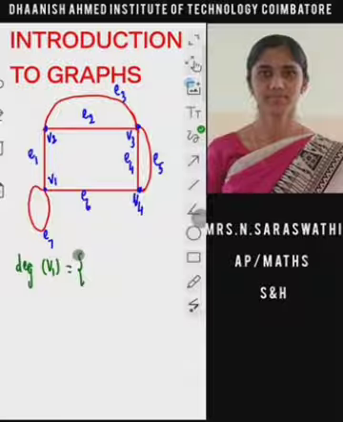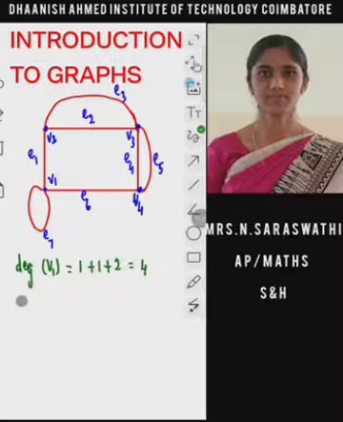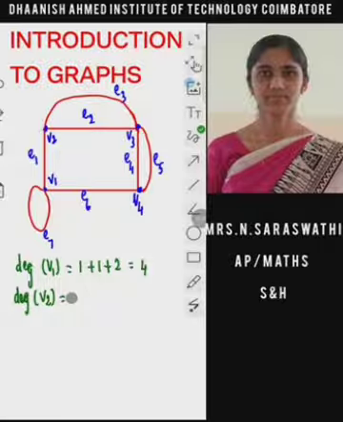Here the edges E1, E6 and E7 are incident with the vertex V1. But E7 edge is a loop, so it contributes twice. So the degree of V1 will be 1 plus 1 plus 2, that is equal to 4. Similarly, we can find the degree for V2. Here E1 edge and E2 edge and E3 edge are incident on V2. There is no loop, therefore 1 plus 1 plus 1, that is equal to 3.